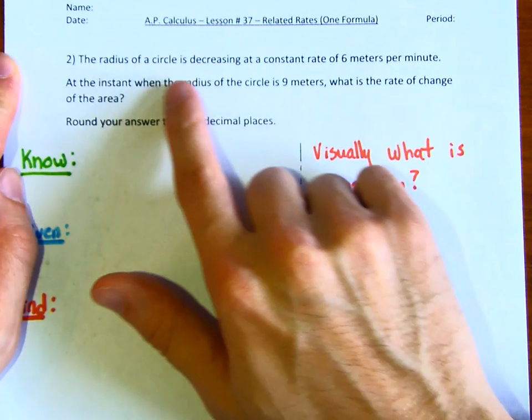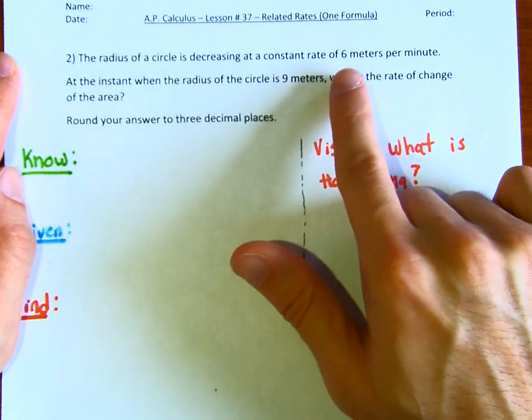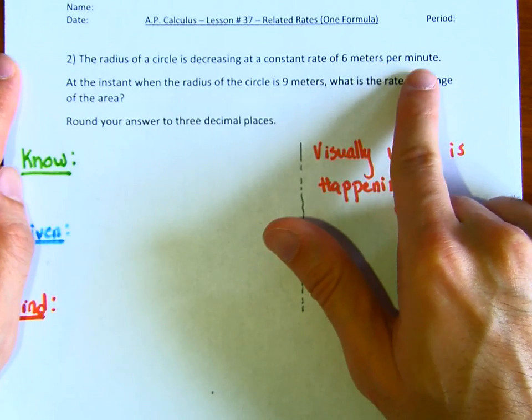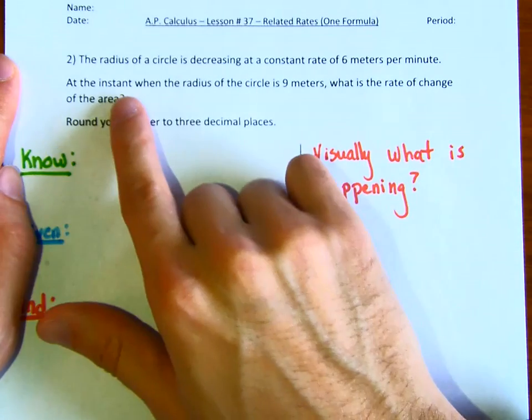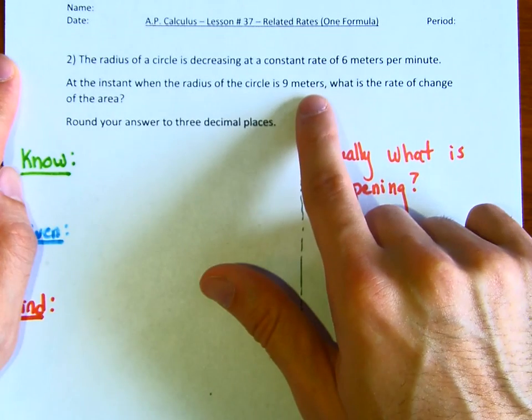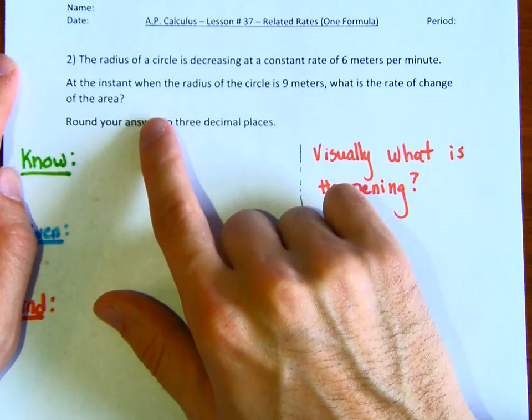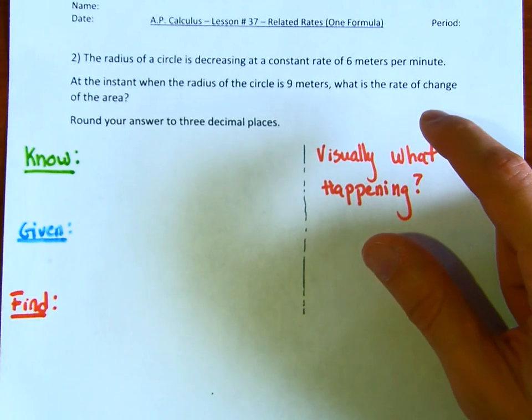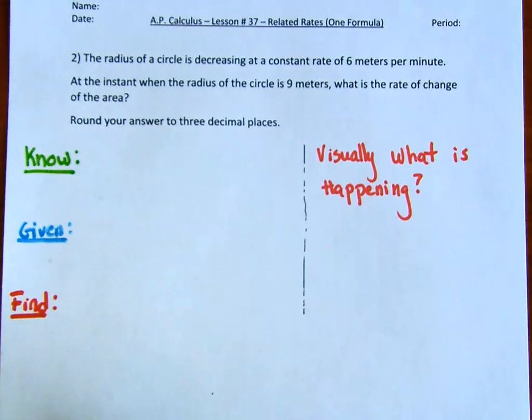Number 2 says the radius of a circle is decreasing at a constant rate of 6 meters per minute. At the instant when the radius of the circle is 9 meters, what is the rate of change of the area? Round your answer to 3 decimal places. Okay, so let's look at the first part.